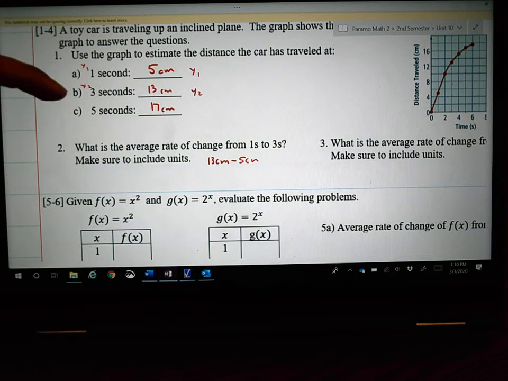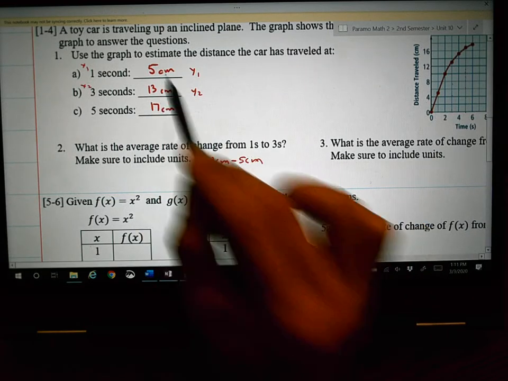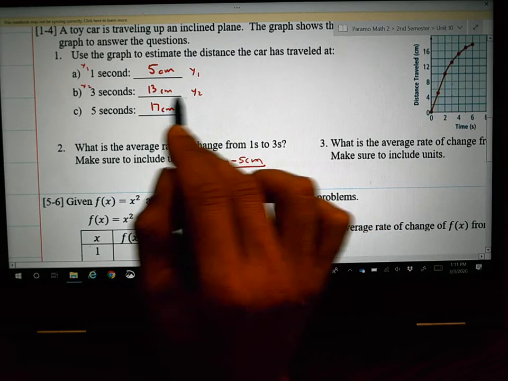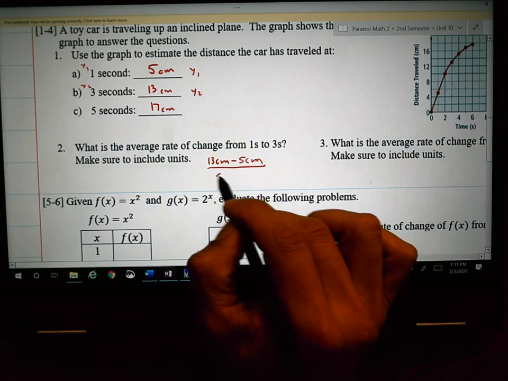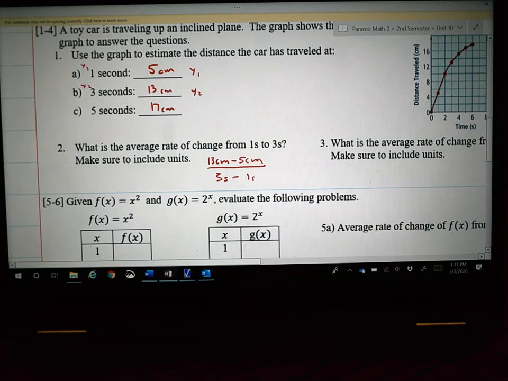At this many seconds, it went this far. So we're going to subtract the second Y from the first Y, and we're going to divide that by 3 seconds take away 1 second. That's what our average rate is.